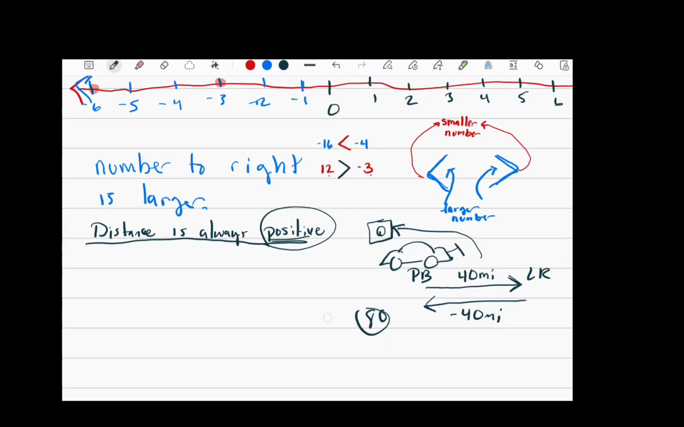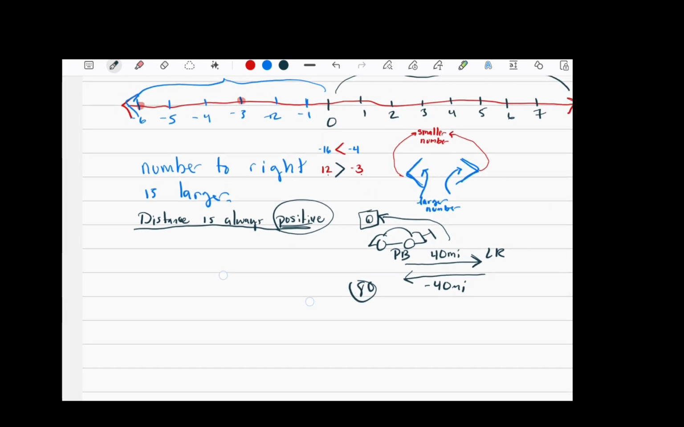Now, so this is always positive. So no matter what direction you go in, it's always positive, just a different direction. Now, this is what I mean. That's what I mean by that.